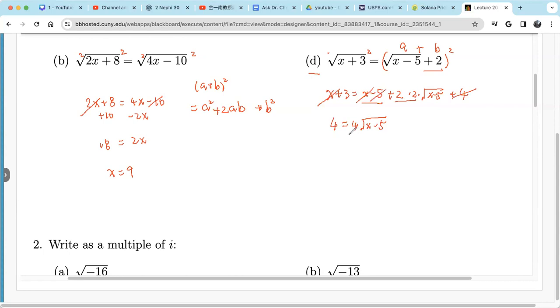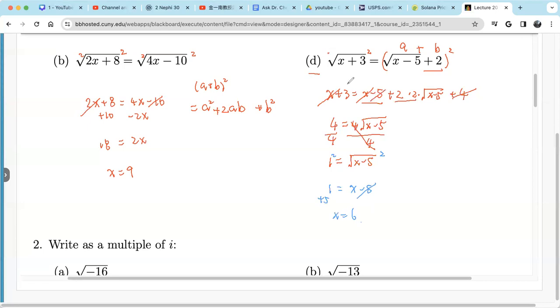Now we want to divide both sides by 4, right? The left-hand side becomes 1. The right-hand side, 4 over 4 becomes 1. So we have a square root of x minus 5. Now we have to square one more time to get rid of the square root sign. So now we square one more time. 1 square is 1. Square root cancel each other. Get x minus 5. Add 5 on both sides. So x equals to 6.